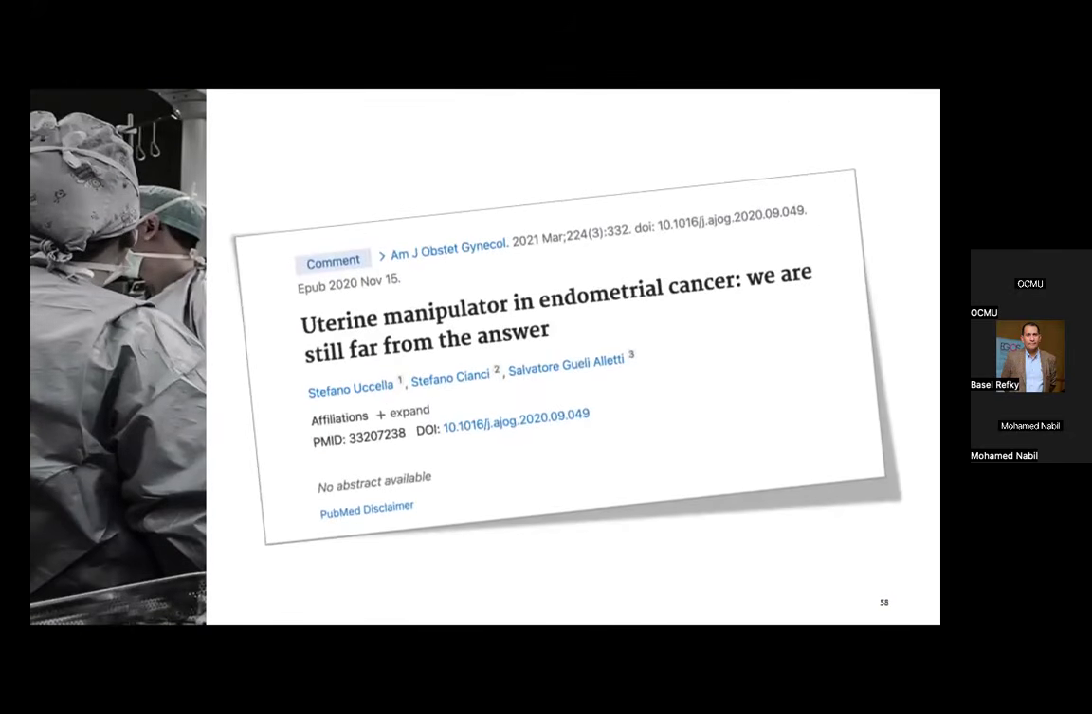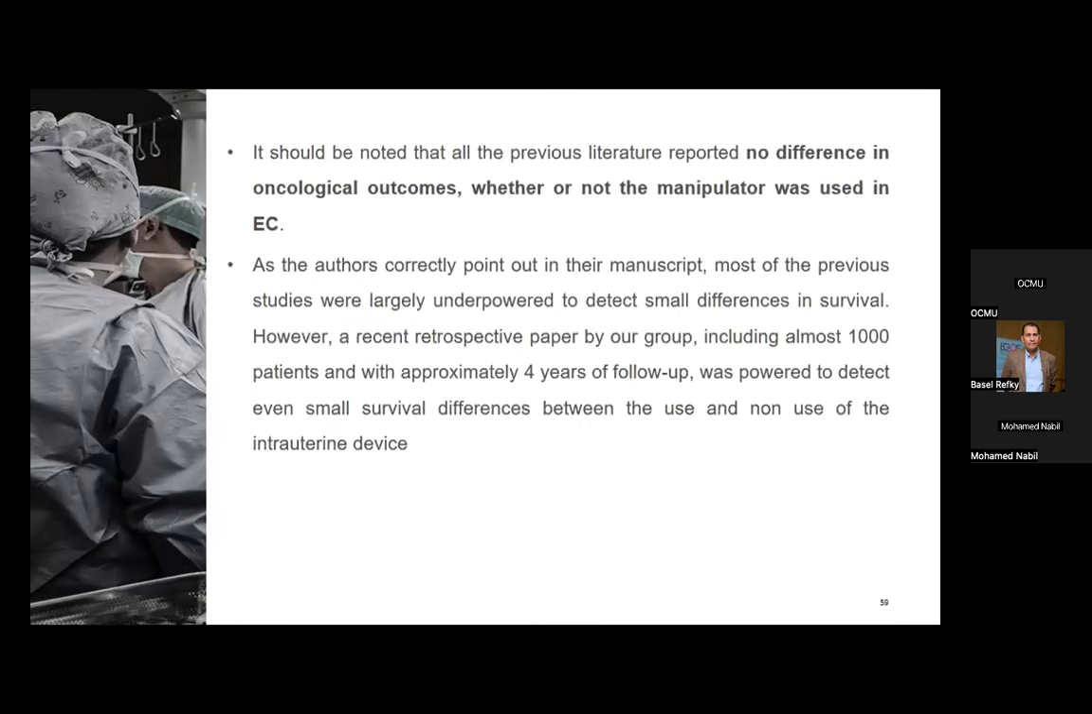As you said, the Italian group said that you can use the manipulator, and the Spanish group said you cannot use the manipulator. So the Italian group also have a reply to the study of the Spanish group about the use of the manipulator. They stated that it should be noted that all previous literature reported no difference in clinical outcomes, whether or not the manipulator was used in endometrial cancers. Most of the previous studies were largely underpowered, as we know, to detect small differences.